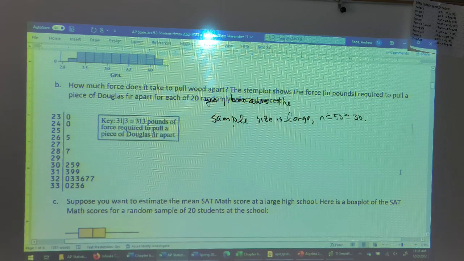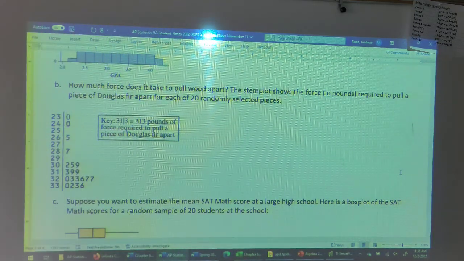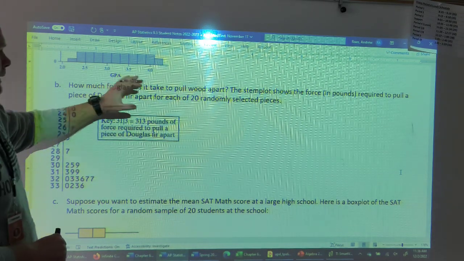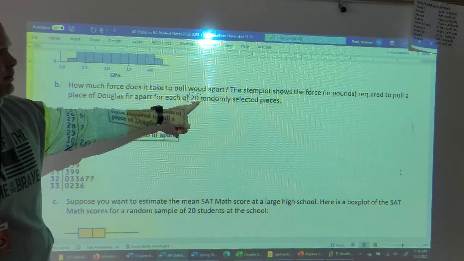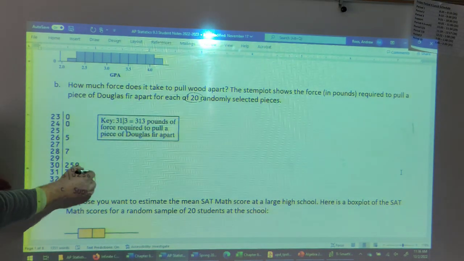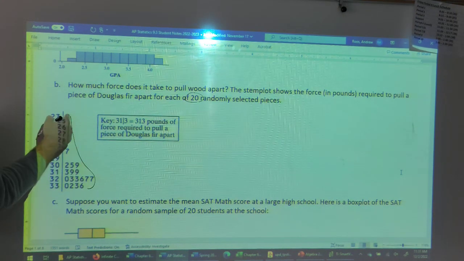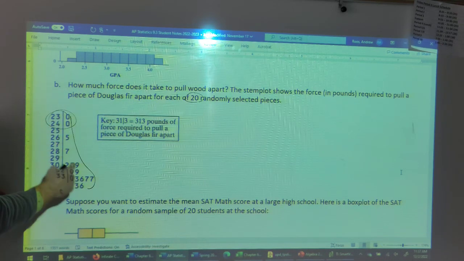Okay, second one: how much force does it take to pull wood apart? A stem plot shows the force in pounds required to pull a piece of Douglas fir apart for each of 20 randomly selected pieces. Well, we don't know the population is normal. We take a look at the sample size, 20, that's not greater than or equal to 30, so we have to move on to checking the graph. Since this graph shows pretty strong skewness, and these down here could be outliers, since most of the data is up here, we could not proceed.